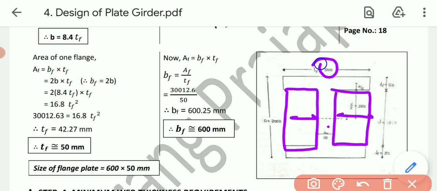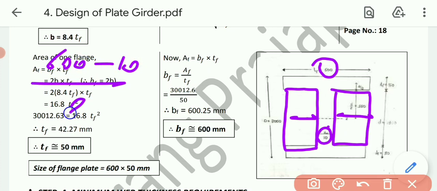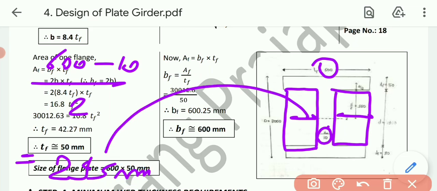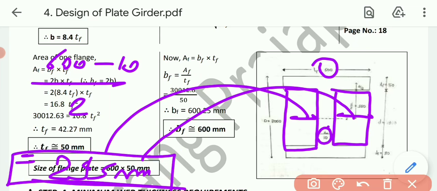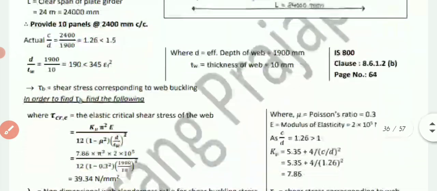So total is 600 and the wave is 10 mm. So 600 minus 10 divided by 2, so ultimately 590 divided by 2, which is 295 mm. Clear? So 295 mm is over here as well as over here. So these spaces are of 295. Our width of stiffener should not be greater than this one, because we have only this much space available over here.